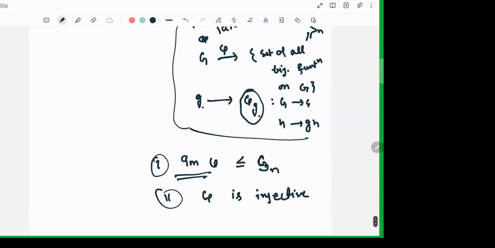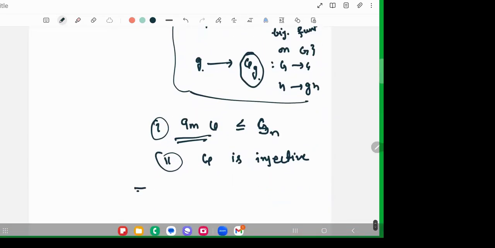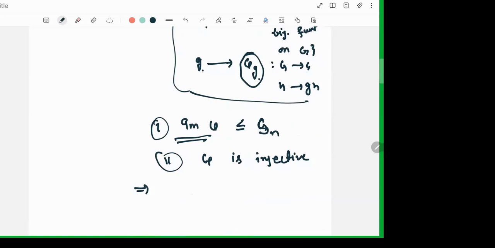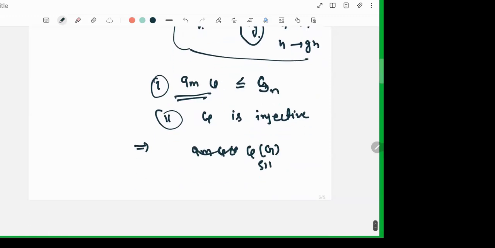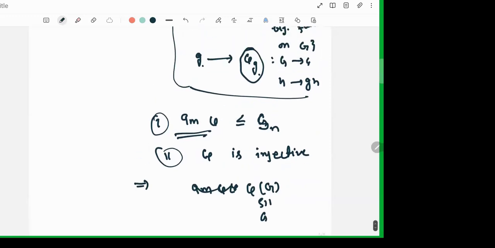That will prove that the image of phi, which is phi G, phi of capital G, the image of full G, is isomorphic to G, because phi is injective, and it is surjective onto phi G, and phi G is a subgroup of Sn. So G is isomorphic to a subgroup of Sn. That's what I want to prove. This is Cayley's theorem.